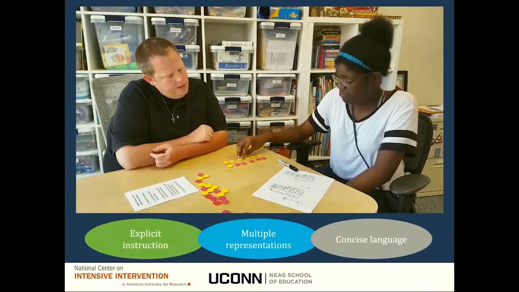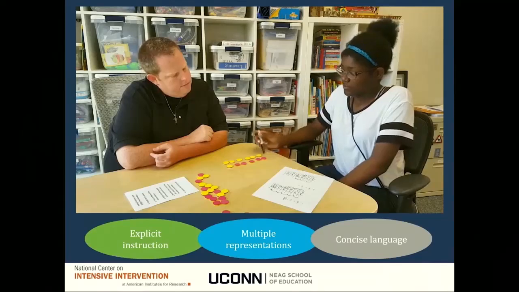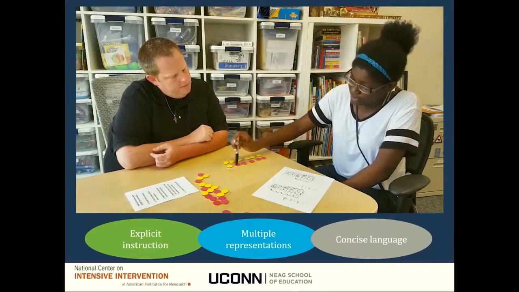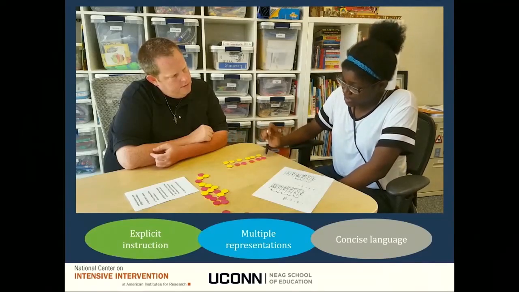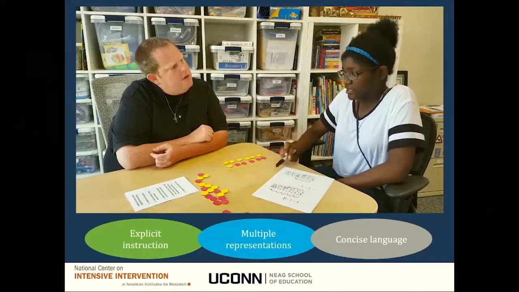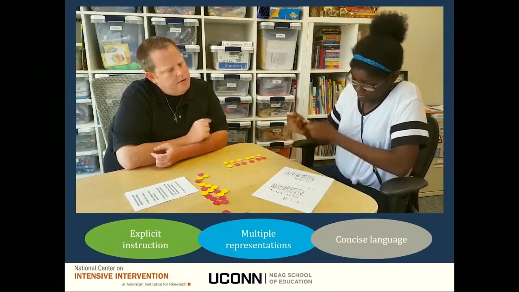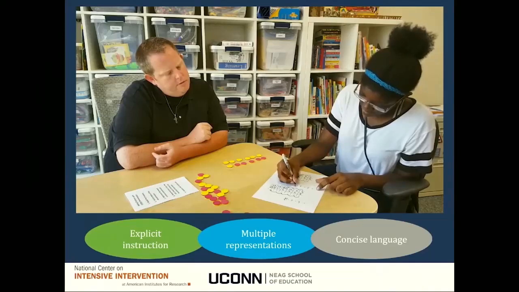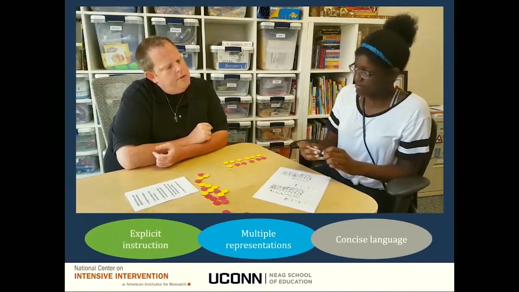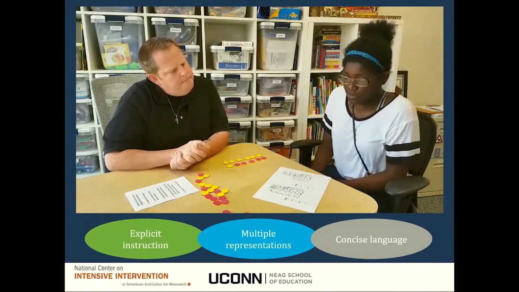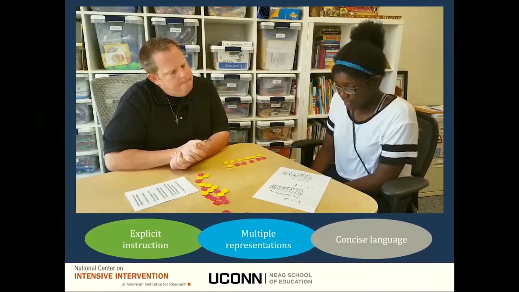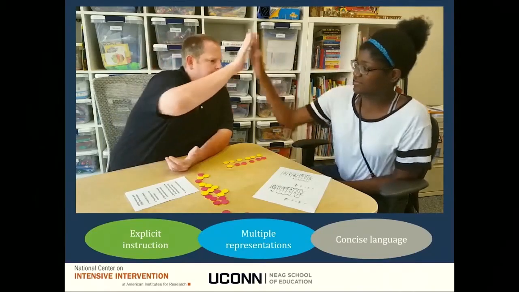All right, so what is your answer? So we have 1, 2, 3, 4, 5 red counters out of 6, it will be 5/6. Awesome, good job. All right, can you write your answer? So what does that whole number sentence say? 1/2 plus 1/3 equals 5/6. Awesome, good job.